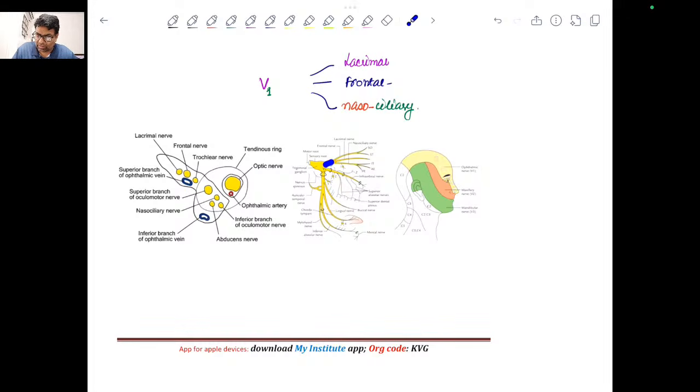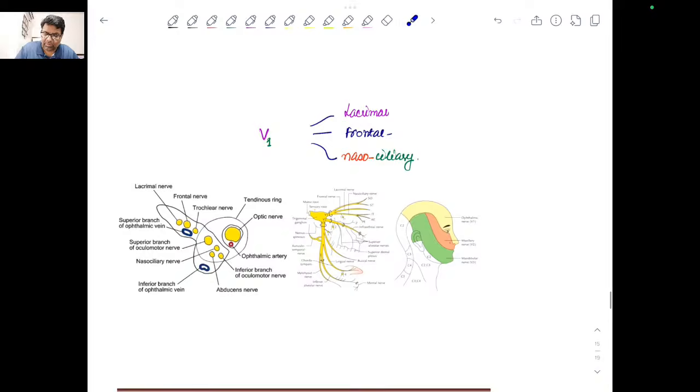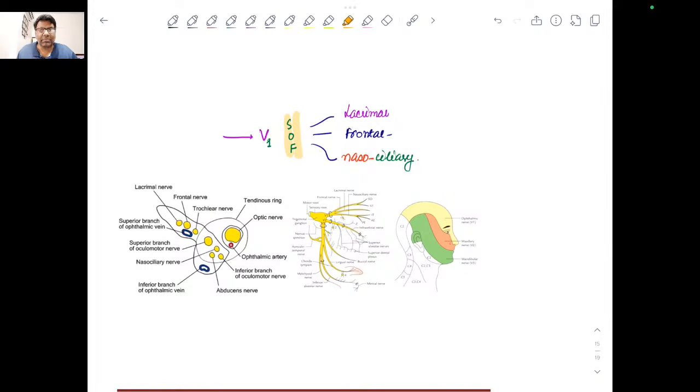And if you look here, this is the 5-1, which is passing through the superior orbital fissure, dividing into 3 branches, the frontal, the nasociliary, and the lacrimal. Okay, so this is what you need to remember. And this is passing through which foramen? The superior orbital fissure. So please remember this, superior orbital fissure.